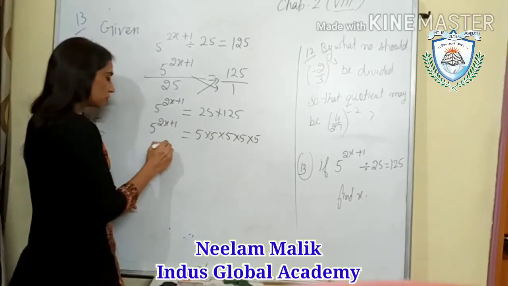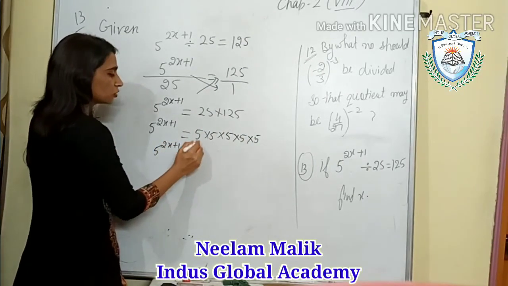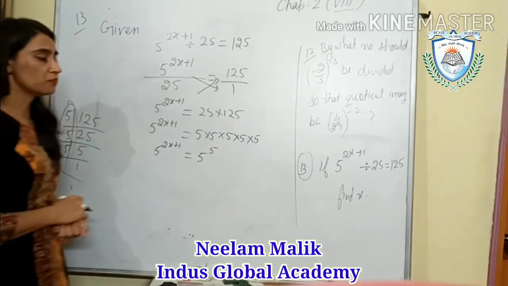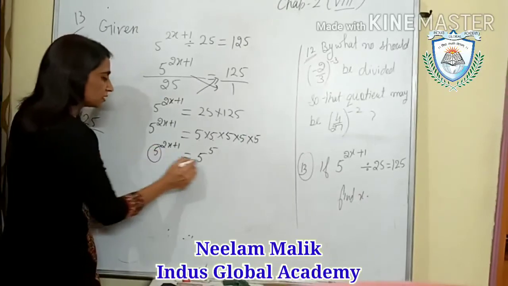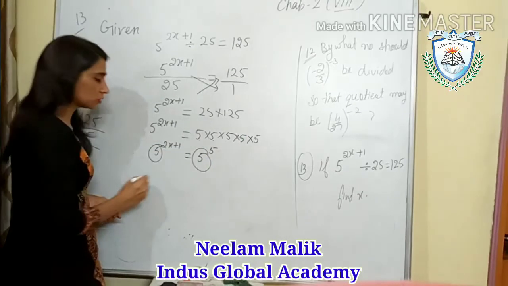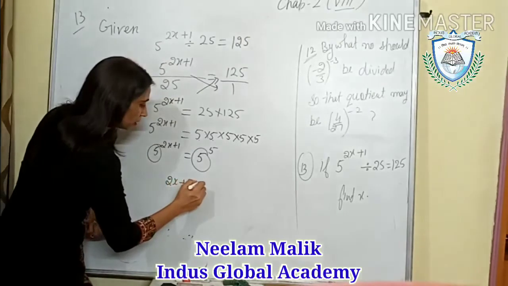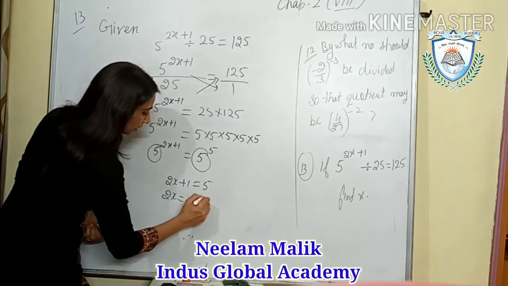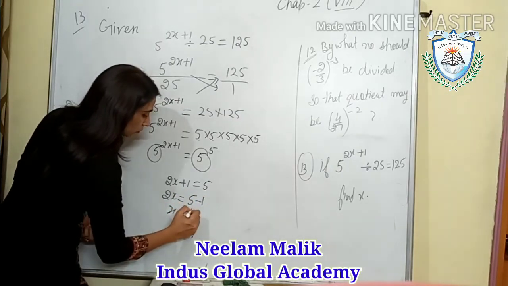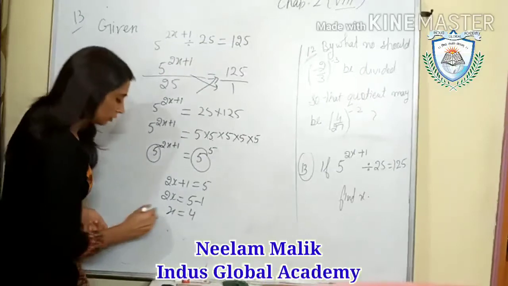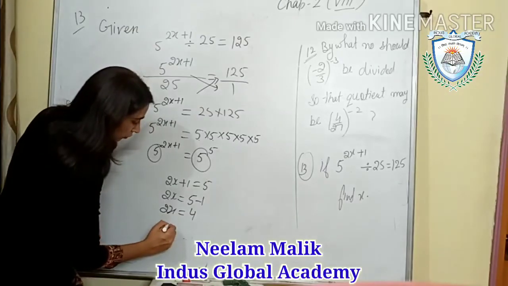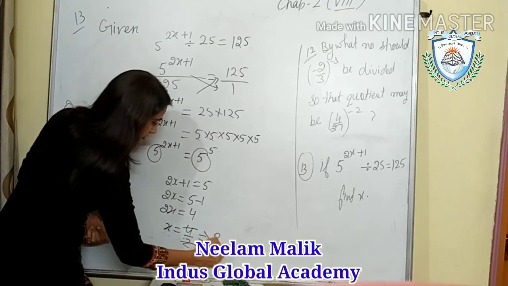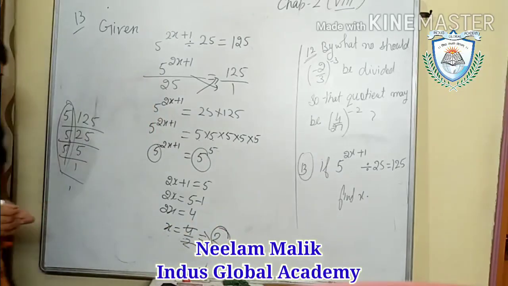So this is 5 raised to 2x plus 1 is equal to 5 5 5 5 5. How many 5s? 5 raised to 5. So now the bases are the same, they are equal, so the powers will be equal. So here 2x is equal to 5 minus 1. 2x is equal to 4 and x is equal to 4 upon 2. So our answer is 2. Our answer is 2. Okay.